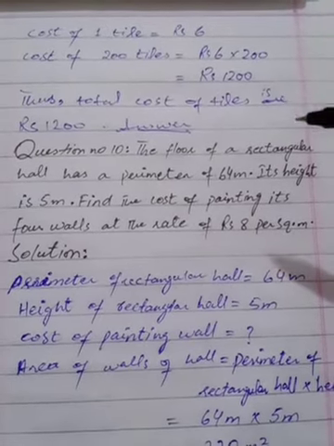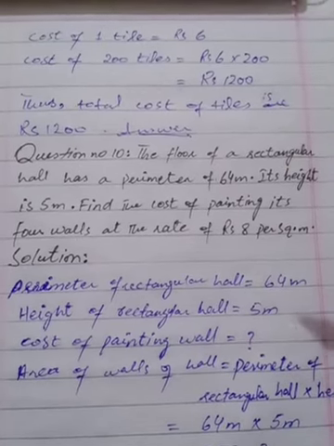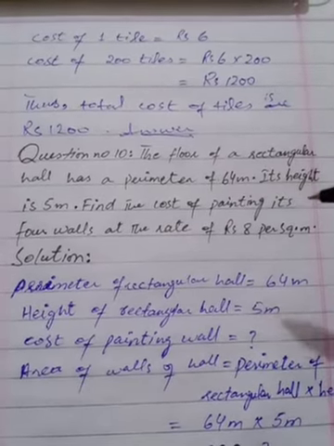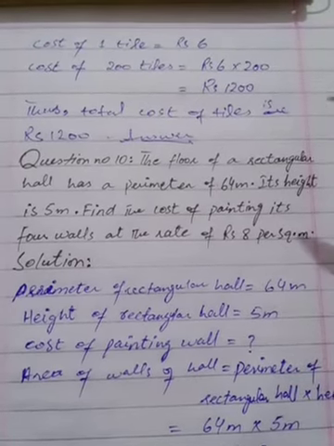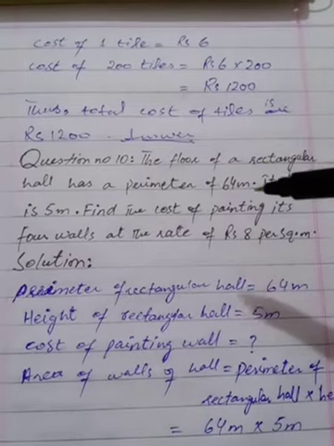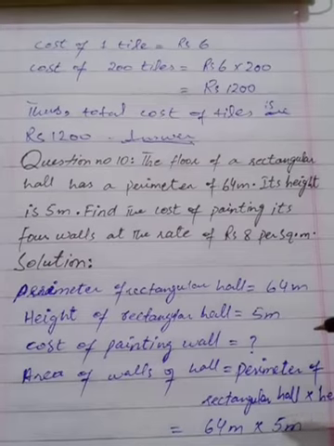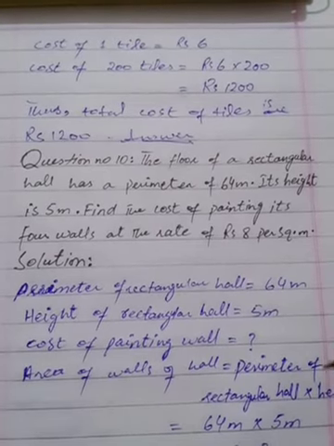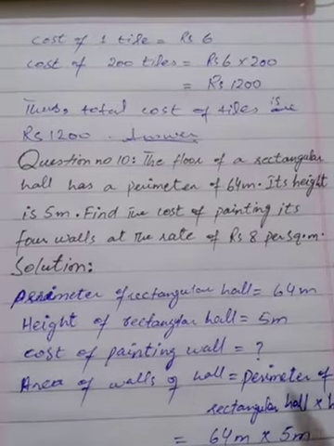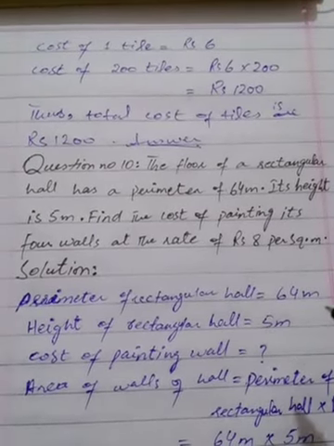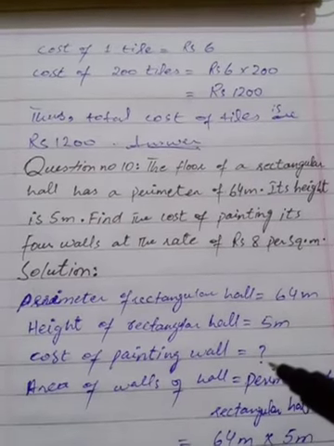Question number 10. The floor of a rectangular hall has a perimeter of 64 meter. Its height is 5 meter. Find the cost of painting its 4 walls at the rate of rupees 8 per square meter. As you know the perimeter and the height, area of wall is equal to perimeter of rectangular hall multiply height, because when you have the perimeter you use this formula. So perimeter of rectangular hall is equal to 64 meter, height is equal to 5 meter, and the cost of painting the wall you have to find.